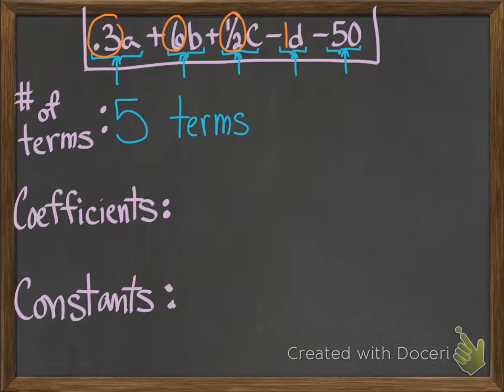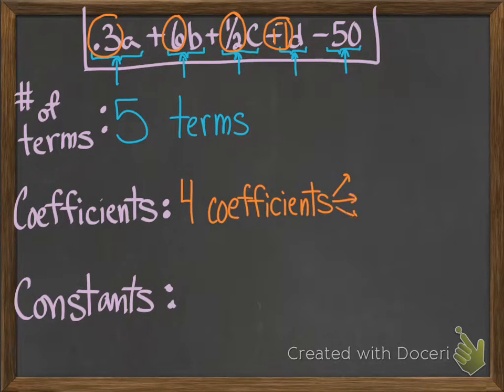So let's use subtracting the positive as the same thing as adding the negative. So what's your coefficient? You can change this into adding negative 1d. So you have 4 coefficients, and your coefficients are 0.3, 6, 1/2, and negative 1, because those are the numbers in front of those variables.